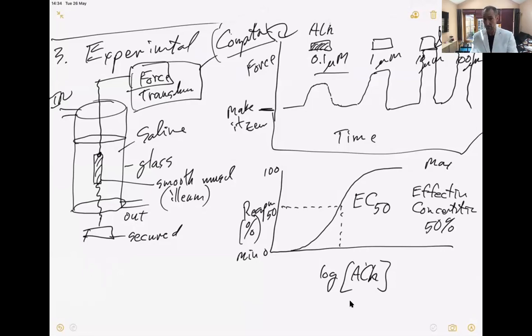Efficacy, this term efficacy relates affinity to the actual response. We'll go through that in more detail, but just make sure you keep those things clear and straight in your heads. So hopefully you've seen these types of curves, these semi-log curves.